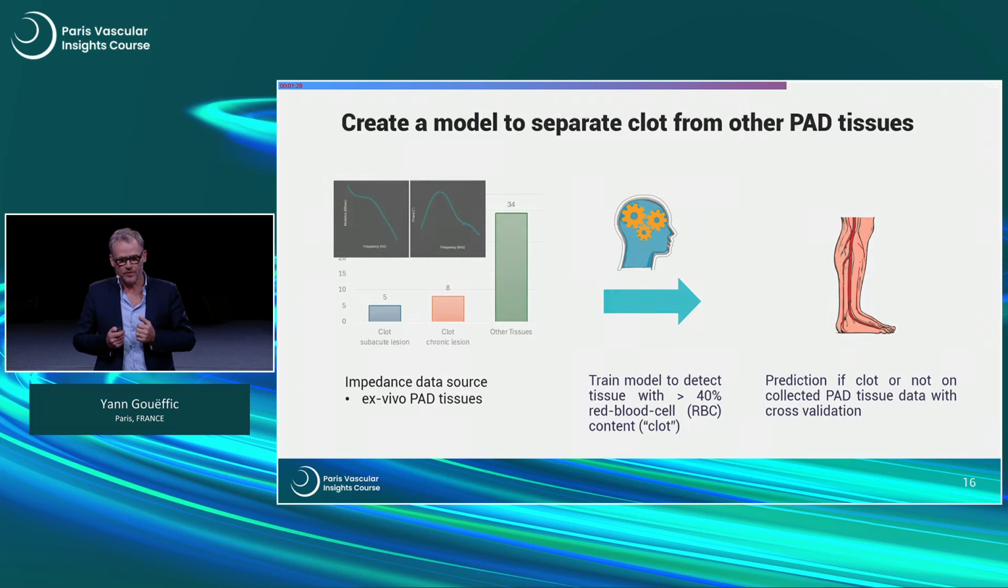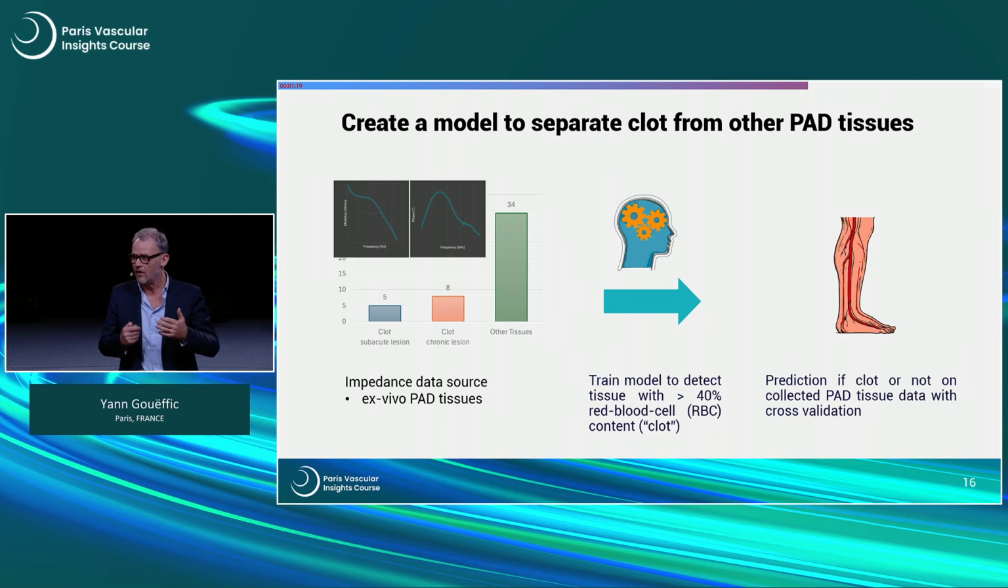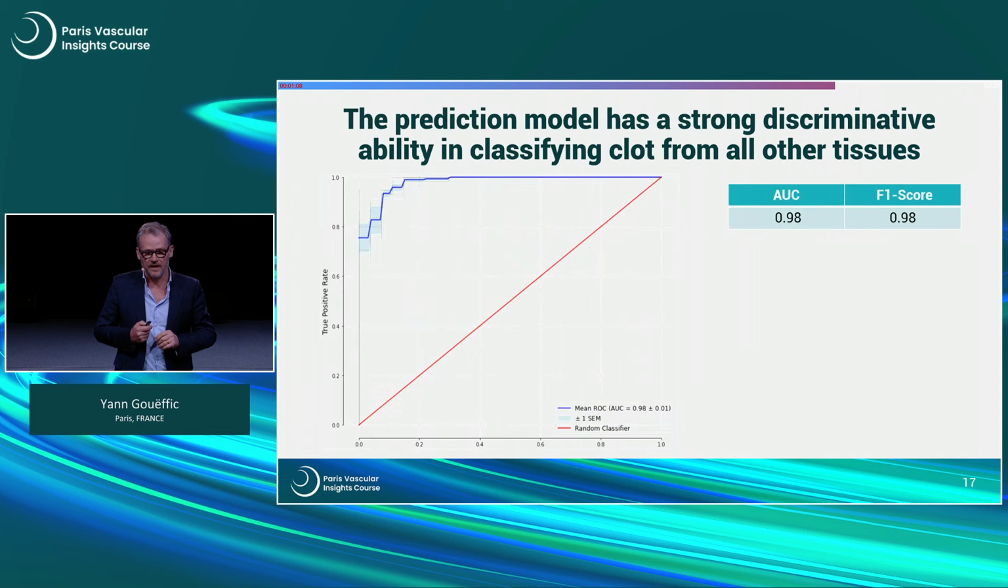And again, using these different clots and other tissue, we train a model to detect if the tissue has more or less than 40% of red blood cells. And by creating this model, we want to define the quality of the clot. And we did it successfully. The prediction model has a strong discriminative ability to classify the quality of the clot in terms of red blood cell content.